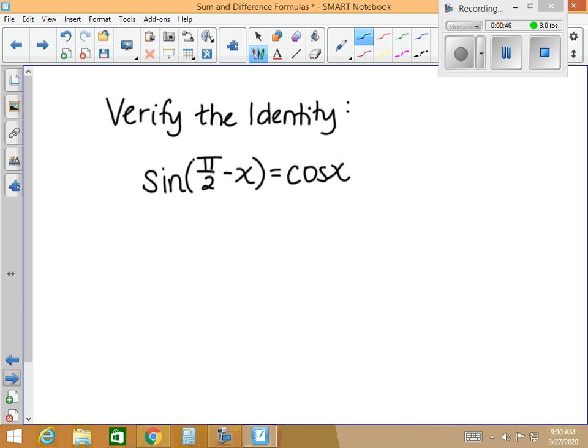On the left side, go ahead and pause it, I guess. That would be a great idea. Expand the left side using the rules, put things together and show that it's equal to the right side.